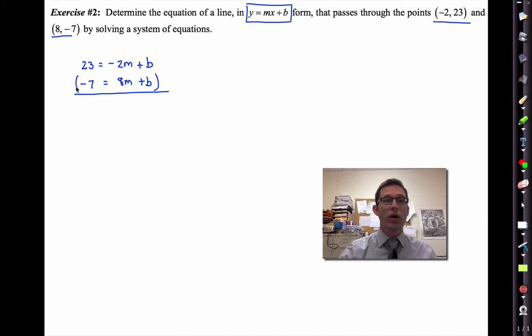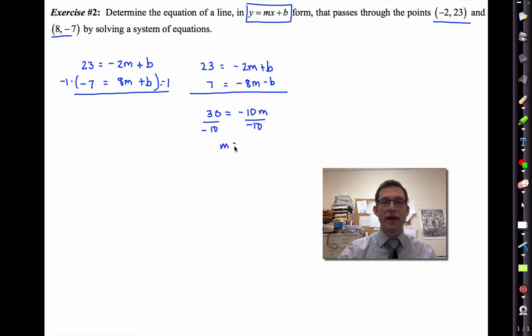Or if you, like me, want to avoid issues in terms of making double negative errors, I do that all the time, we could multiply both sides of that second equation, or the first one, by negative 1, and that produces for me a negative b. Now when I add them together, I'm going to get 30 equals negative 10m, obviously divide both sides by negative 10, and I'm going to get m equals negative 3.